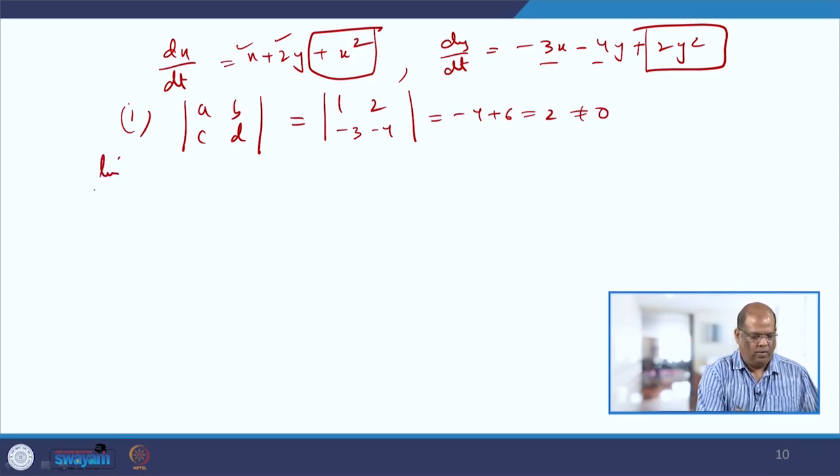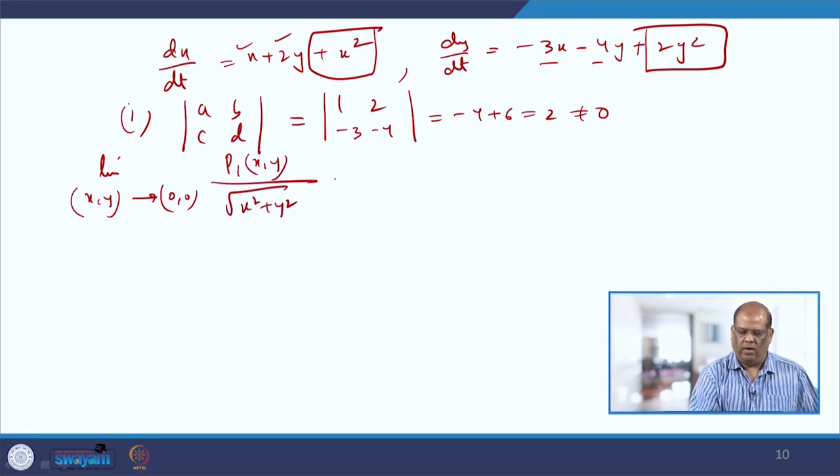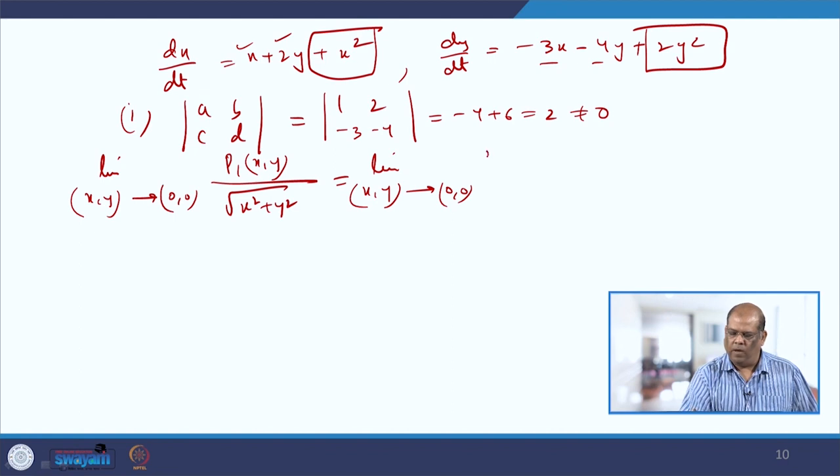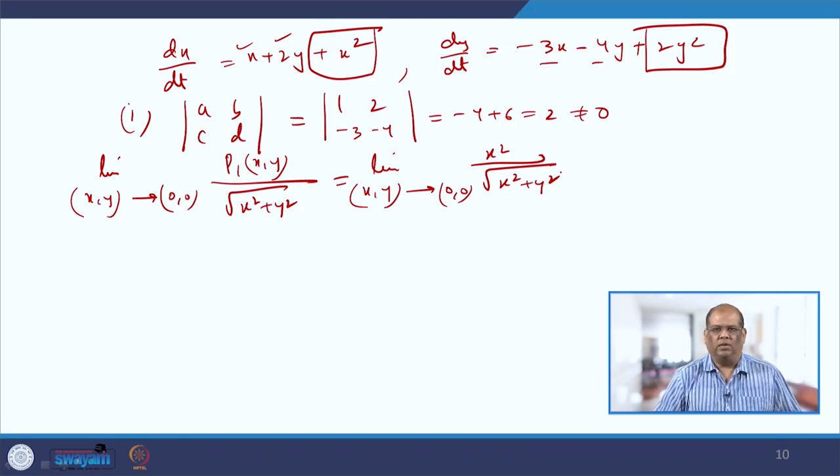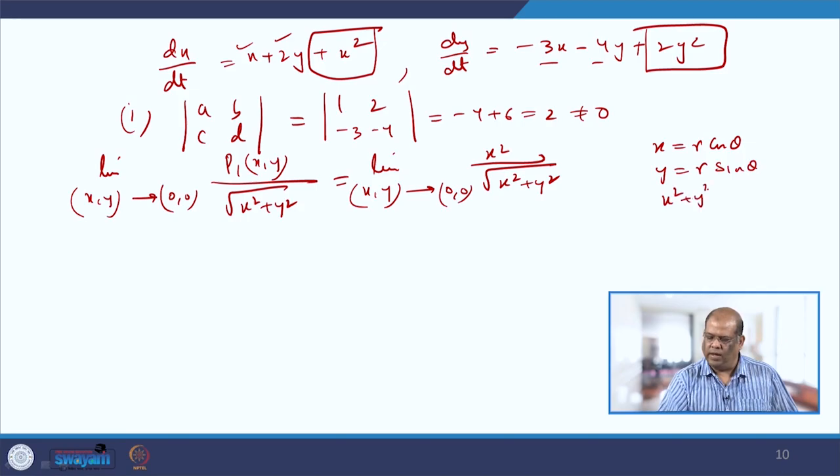And for the second one, I have to show that the limit of P1(x, y) divided by root of x square plus y square is equal to 0. So, this is my P1, which is x square by root of x square plus y square. Generally we solve this double limit by taking x equal to r cos theta, because it is in the form x square plus y square, and y equal to r sin theta, such that x square plus y square is equal to r square, and as x tends to 0, y tends to 0 simultaneously, r will also tend to 0.